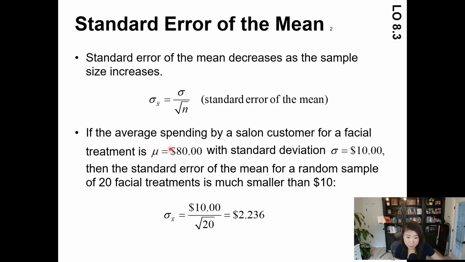So since we're using the mu, this $80 is representing my population, with the standard deviation sigma equal to $10. So then the standard error of the mean for a random sample of 20 facial treatments is what?